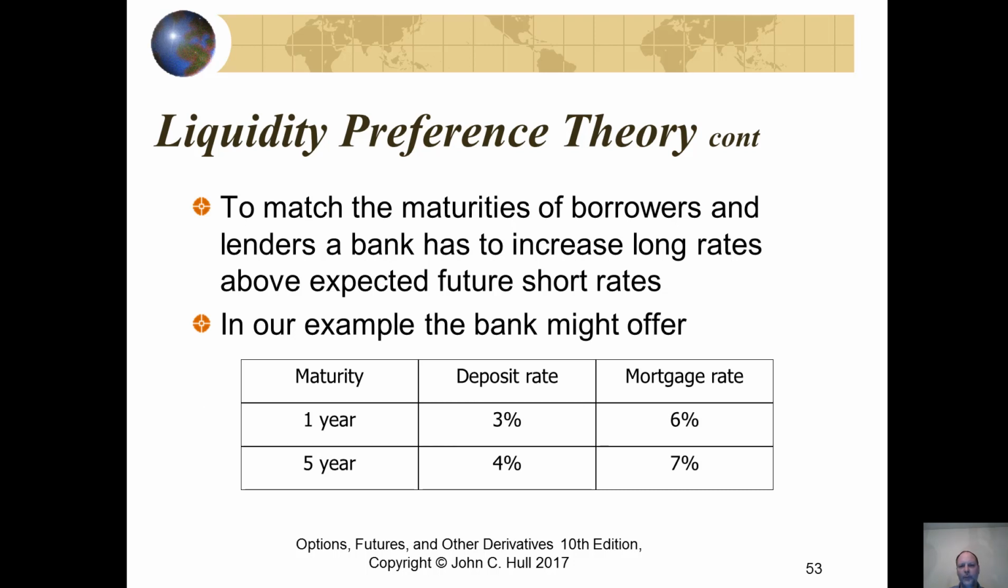To match the maturities of borrowers and lenders, a bank has to increase long rates above expected future short-term rates. So in our example, the bank might offer deposit rates of 3 and 4% and mortgage rates of 6 and 7%.